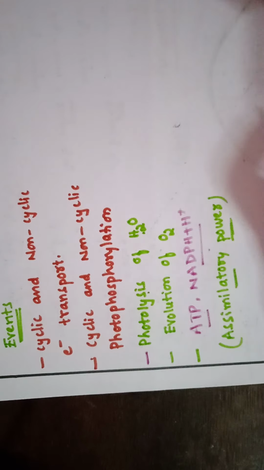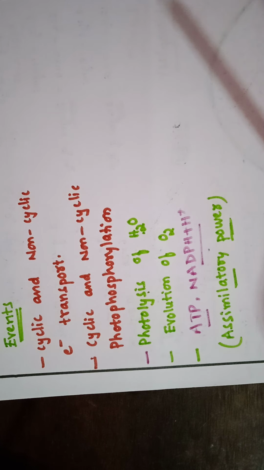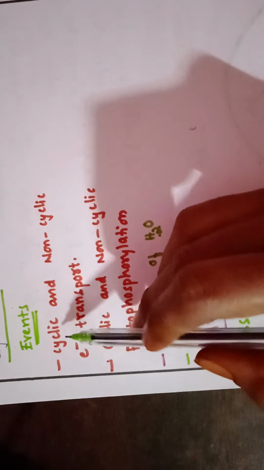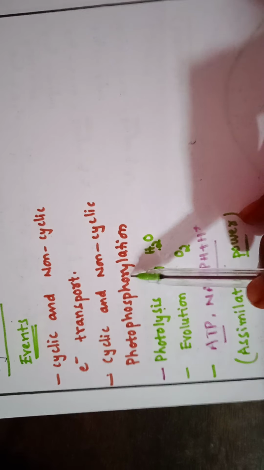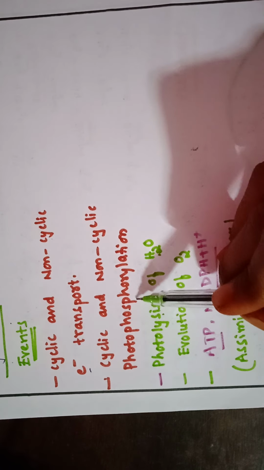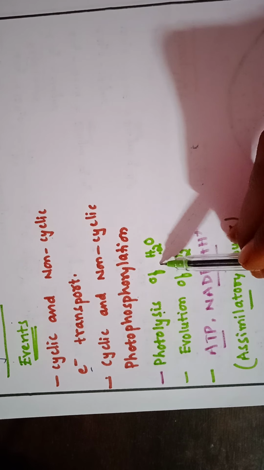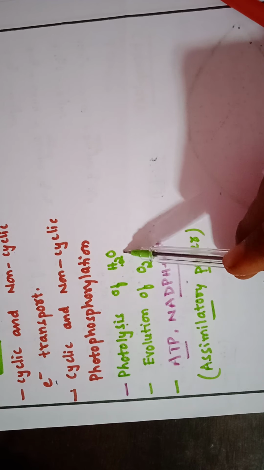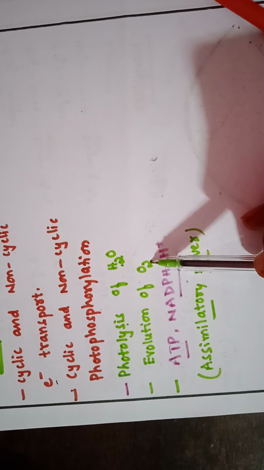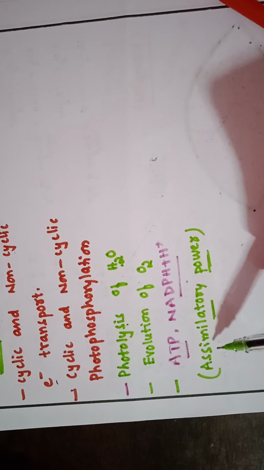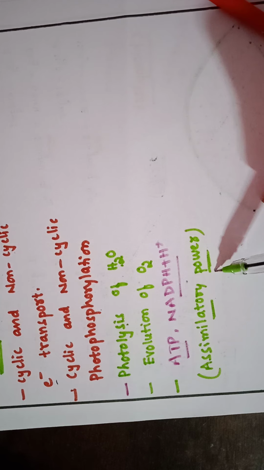These are the events of the light reaction. So what happens in the light reaction? Cyclic and non-cyclic electron transport. Then cyclic and non-cyclic photophosphorylation. While the electron transport is occurring, photophosphorylation, meaning ATP synthesis, also occurs. Then breakdown of the water molecule occurs during non-cyclic electron transport, which we'll discuss. Then during the photolysis of water, evolution of oxygen also occurs. And the main point is assimilatory power is also synthesized during the light reaction.